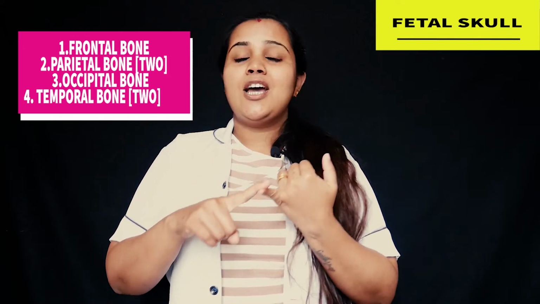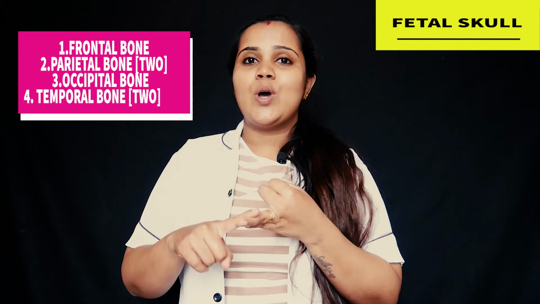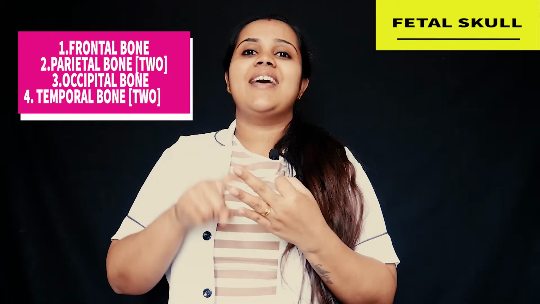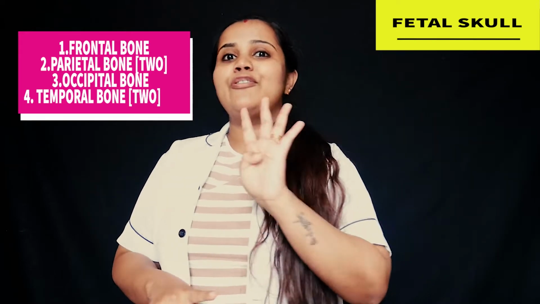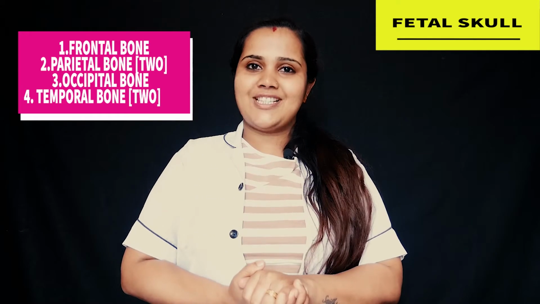Mainly in the fetal skull, you have to learn three things: fetal skull bones, sutures, and fontanelles. First is the fetal skull bones. What are the fetal skull bones? Mainly there are 4 types: the frontal bone, 2 parietal bones, 1 occipital bone, and 2 temporal bones. These are the bones present in the fetal skull.